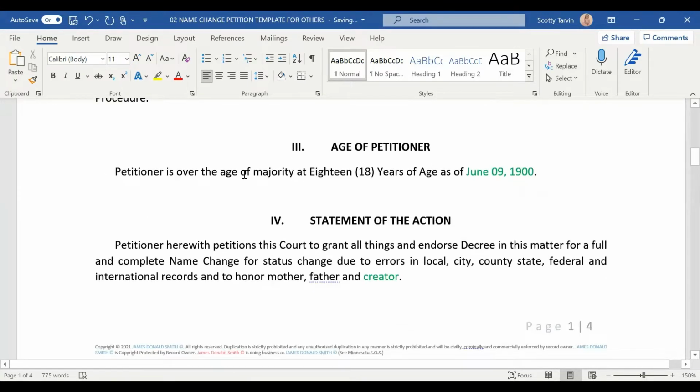Age of petitioner. Petitioner is over the age of majority at 18 years of age. As of, you put your birth date in here. Yep.